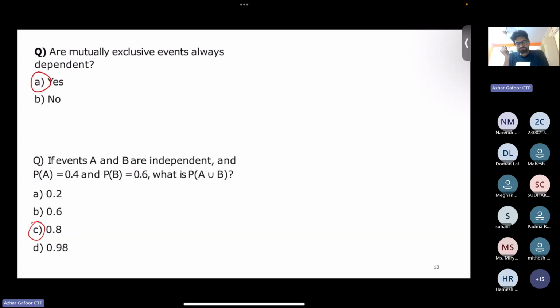So let's take the example of writing an exam. There are only two possible outcomes, that is pass or fail. If you have passed, you cannot fail. So the occurrence of one thing, like the occurrence of passing, changes the probability of the other event to 0.